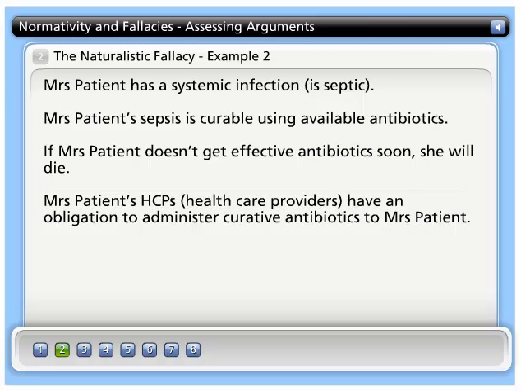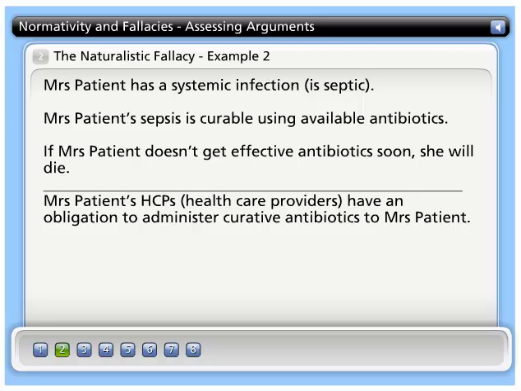Let's look at another example. Mrs. Patient has a systemic infection. She's septic. Mrs. Patient's sepsis is curable using available antibiotics. Third premise, if Mrs. Patient doesn't get effective antibiotics soon, she will die. Therefore, Mrs. Patient's HCPs have an obligation to administer curative antibiotics to Mrs. Patient. Now, this is a bad argument.